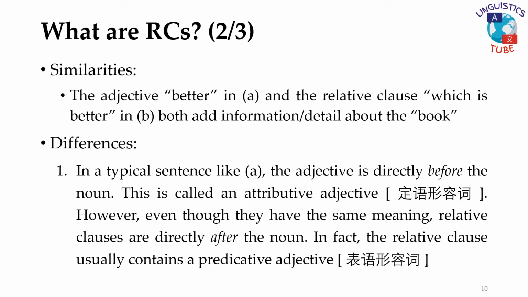However, even though these 2 sentences have the same meaning, relative clauses are always directly after the noun. This means that relative clauses contain another type of adjective that we previously learned about, a predicative adjective, because there are a few words between the noun and the adjective.